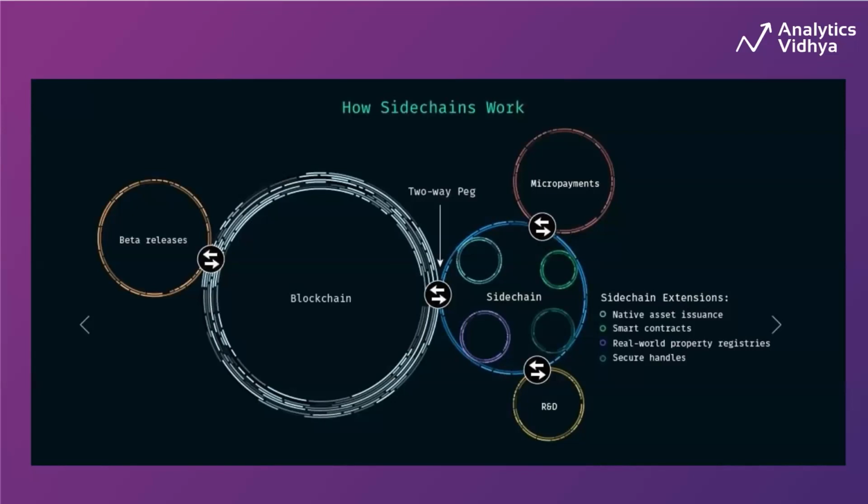So let's talk about sidechains. How exactly does a sidechain work, and what are the disadvantages of the current blockchain? Why do we want a sidechain, and why did the sidechain come into the picture in the blockchain domain? Why do we need the sidechain?